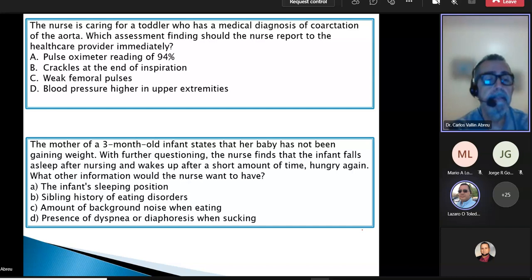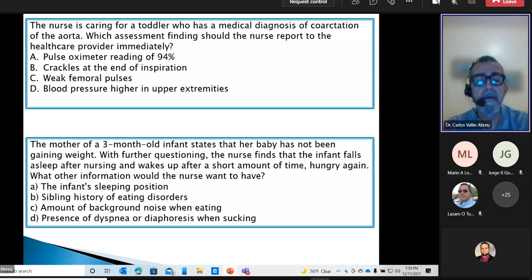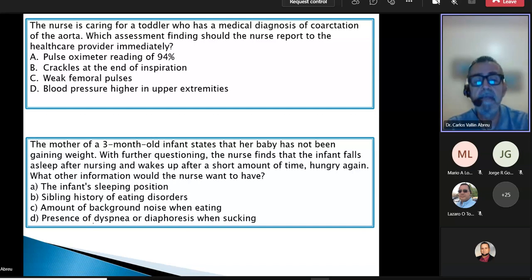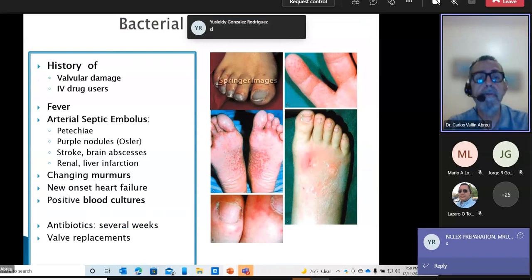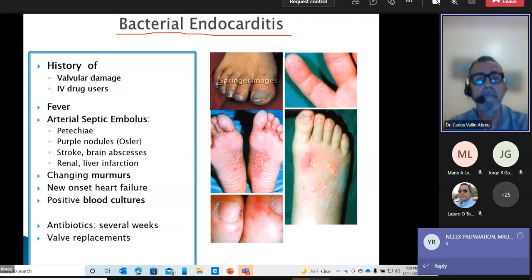D. Presence of dyspnea for a sequence. Exactly. If the baby presents shortness of breath and sweating when sucking. Absolutely. You need to know that bacterial endocarditis is how it's tested in select-all-that-apply questions.